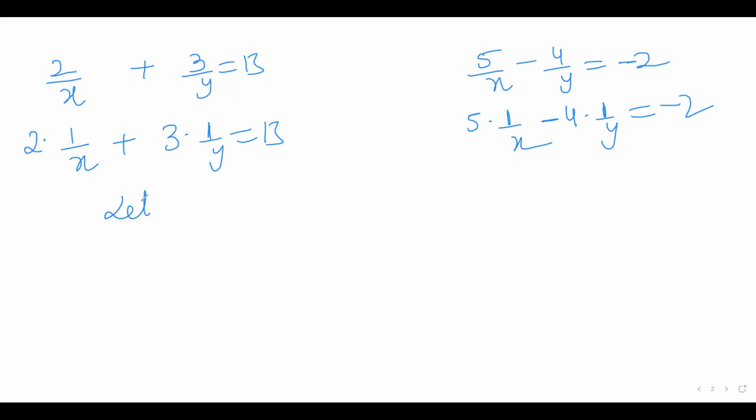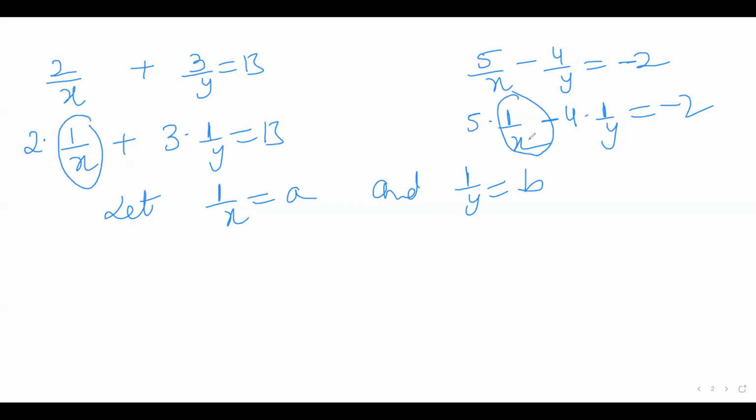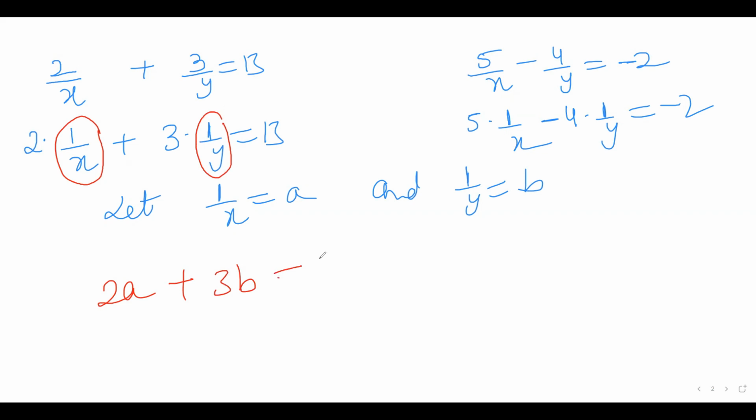Now I am going to take 1/x as a and 1/y as b. I am having 1/x in both the equations, so I can take 1/x as a, and I am having 1/y in both the equations. I am taking 1/y as b. Now this 1/x will become a, so 2a. This 1/y becomes b, so 3b is equal to 13.